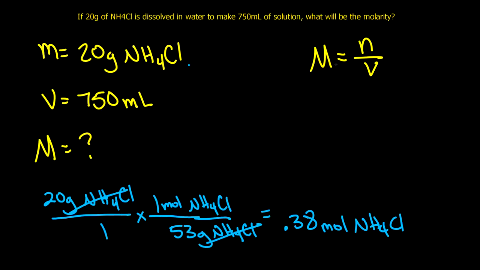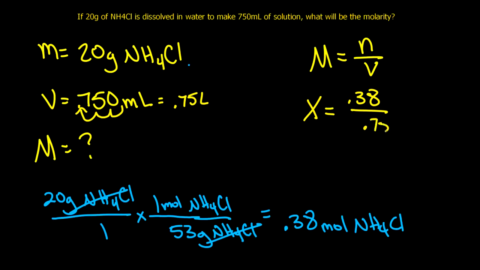Now that I got moles, I can stick that into my formula. So molarity is what I'm looking for. So that's going to be X equals moles, which is 0.38, over volume. Now my volume is in milliliters. I need it to be in liters because molarity is measured in liters. So I'm going to change milliliters to liters by moving this decimal 3 times to the left. So 750 milliliters is 0.75 liters. So 0.75 goes on bottom. So I got 0.38 divided by 0.75. So I get 0.503.